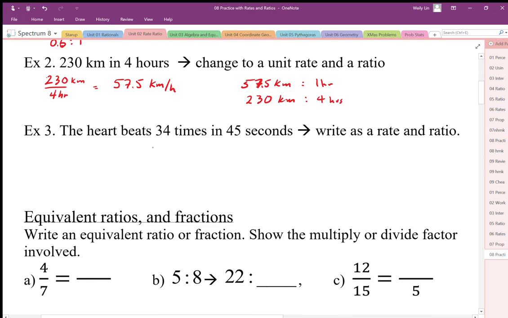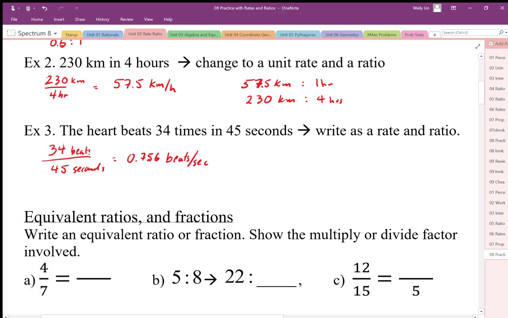So my heart beats 34 times in 45 seconds. So we can write this as a rate of 34 beats in 45 seconds. And as a unit rate, we can write this as 34 divided by 45. We end up with 0.755 repeating. So 0.75, and just round that to 6. And this is beats per second.